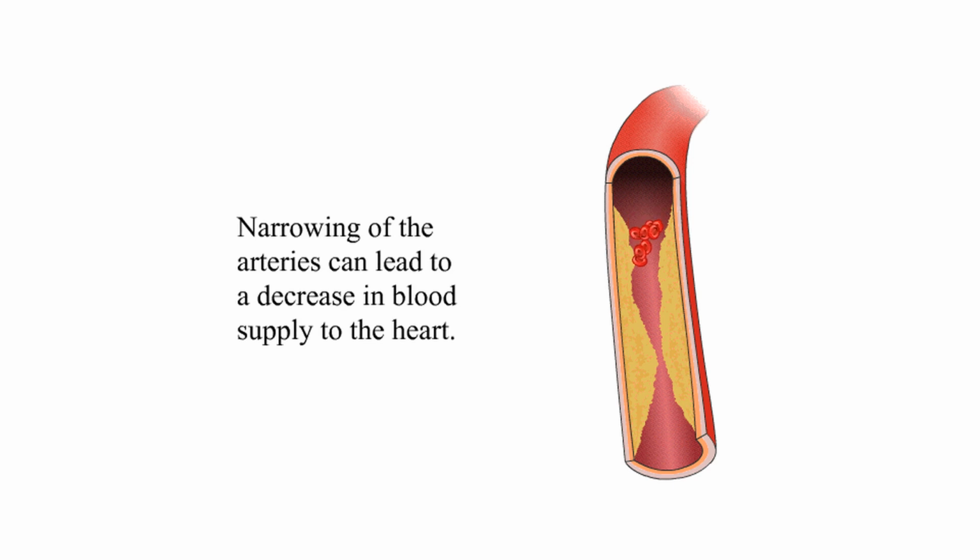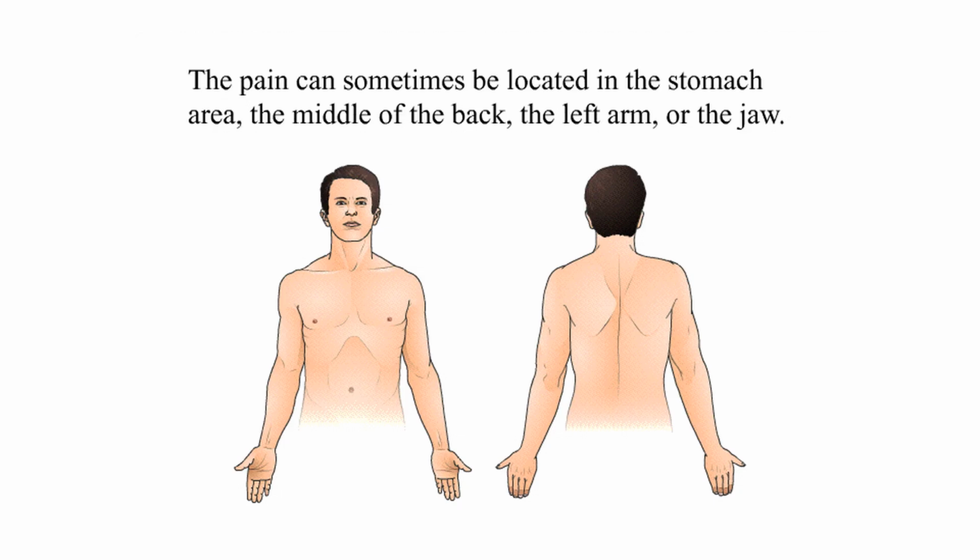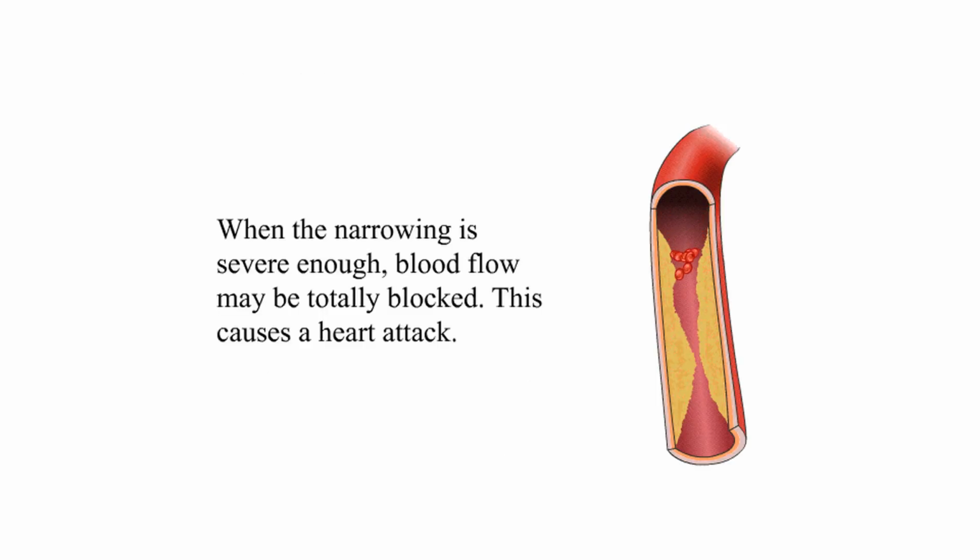Angina, heart attack, and stroke. Narrowing of the arteries can lead to a decrease in blood supply to the heart. When blood flow decreases to the heart, people may feel chest pain, heaviness, and shortness of breath. This is also known as angina. The pain can sometimes be located in the stomach area, the middle of the back, the left arm, or the jaw. When the narrowing is severe enough, blood flow may be totally blocked. This causes a heart attack.